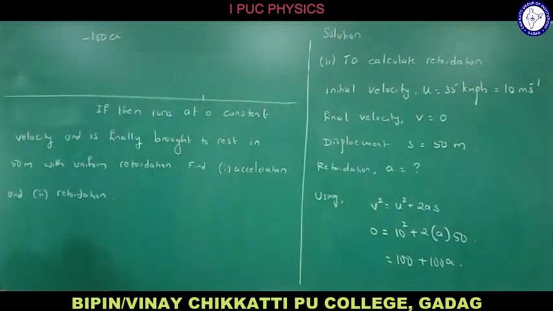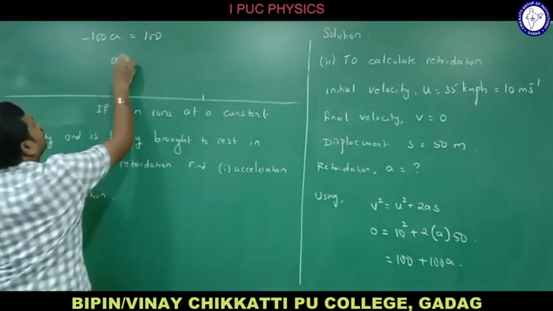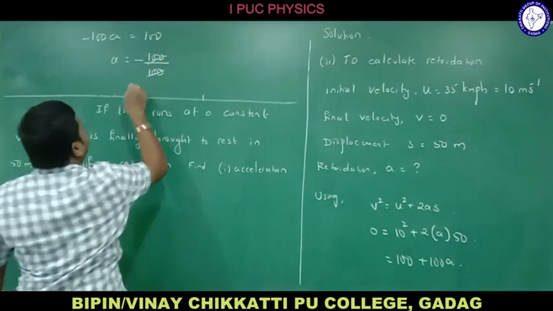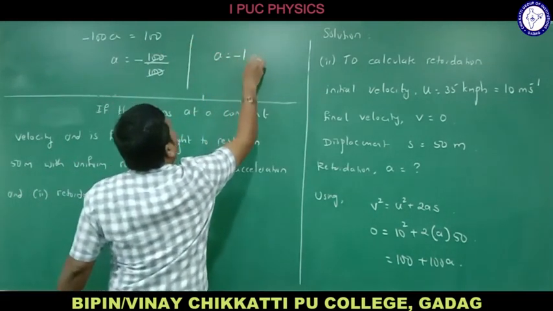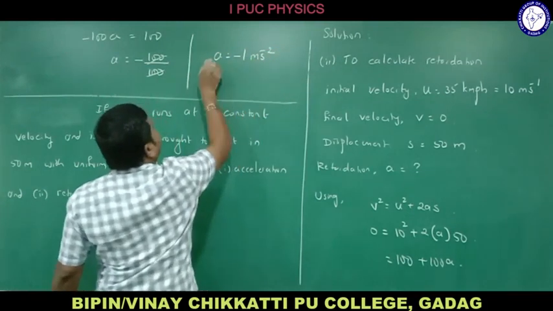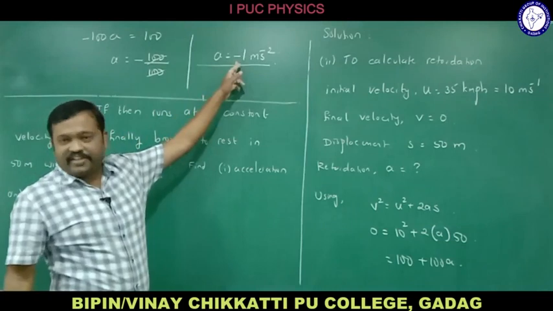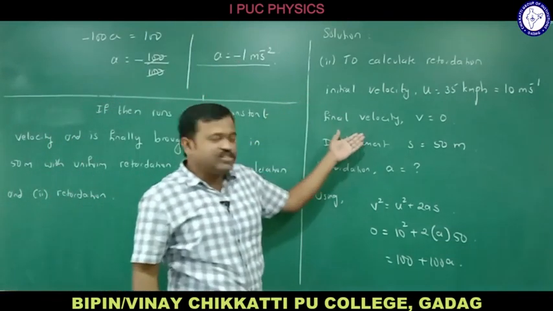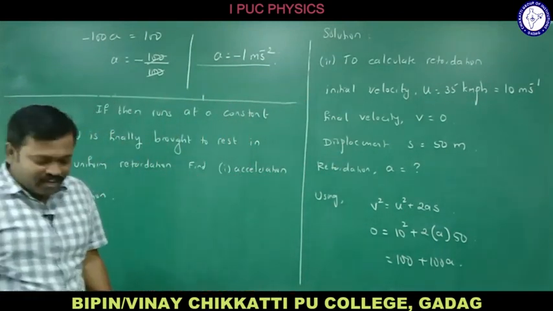So what do I get now here? Minus 100a is equal to 100. So a is equal to minus 100 divided by 100. This will get cancelled. So what is acceleration equal to? Minus 1 meter per second square. This is retardation, right? So retardation, we got it as minus because there the car stops here, right? That is why we speak about retardation, negative acceleration, and this is how we need to calculate.